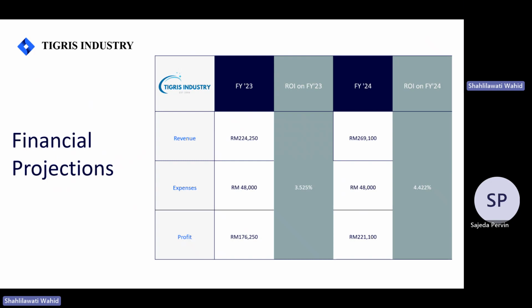And also for the fiscal year 24, the revenue will be 269,100 ringgit, and expenses will be the same as we are just employing 2 employees from the local community, so the expenses will be 48,000, and the profit will be 251,100 ringgit. And the return on investment of fiscal year 24 will be 4.422% for our project.